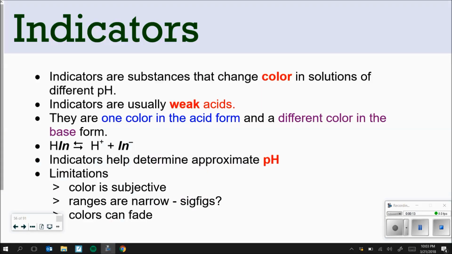In this video, we're going to discuss indicators, neutralization, and titrations. We're going to start by talking about indicators. Indicators are substances that change color in solutions of different pH. They're typically weak acids. They form one color in an acid form and a different color in the base form.